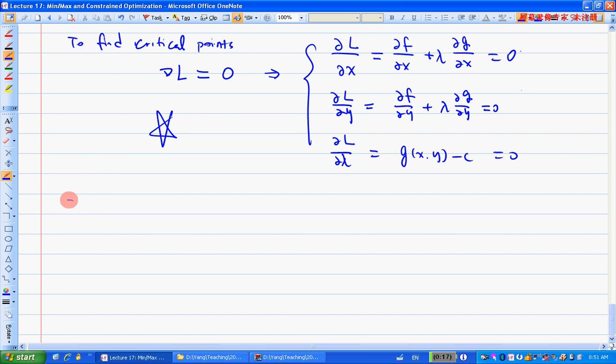So let's say I have a function of this, and the constraint is this. Okay, constraint this.